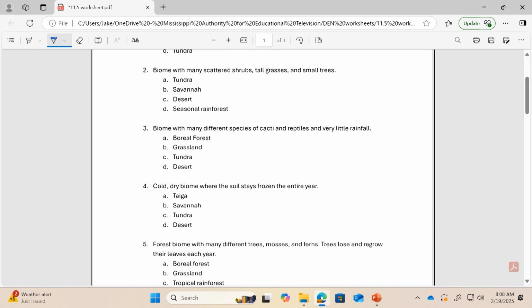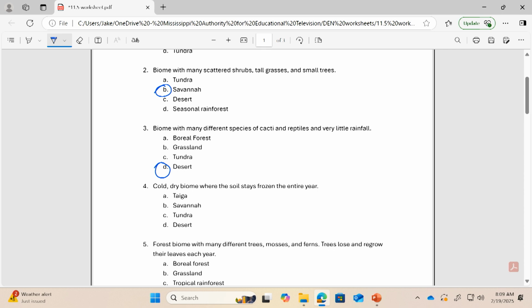Number 2. A biome with many scattered shrubs, tall grasses, and small trees. Okay, so this one is very similar to the grassland, but instead we have shrubs and small trees to go along with it. So this one's going to be the savanna. Let's keep it going. Number 3 here. Biome with many different species of cacti and reptiles and very little rainfall. So which biome does not get much rainfall and has a lot of cacti and reptiles in it? That's going to be the desert, right? Very, very hot, very, very dry. Okay, let's keep it going.